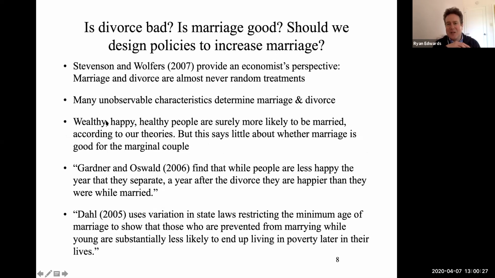Okay. Is divorce bad? Is marriage good? So I wanted to have a slide about this point because there are a lot of very smart folks in social sciences who say things like, in a blanket sense, marriage is good. We should design policies that increase marriage. And I think there's a lot to that, but I also think that it isn't obviously always true that marriage is always good. And that's a point that Betsey Stevenson and Justin Wolfers make here.